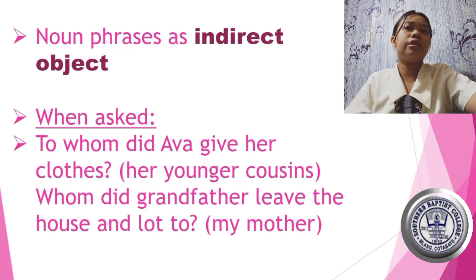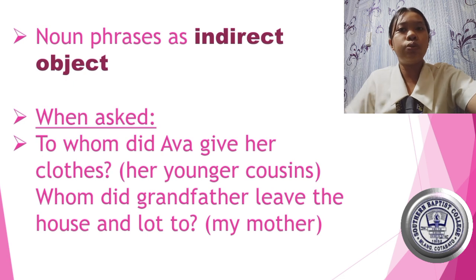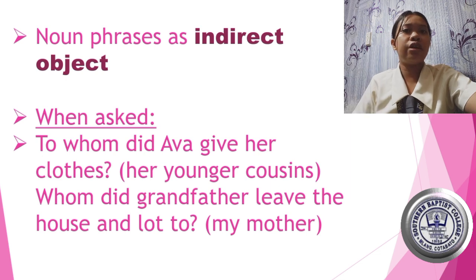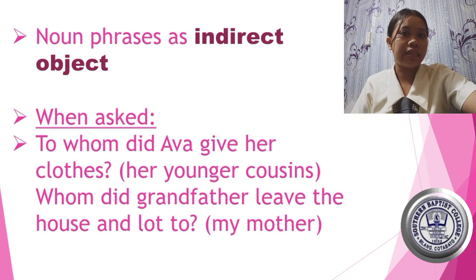A noun phrase as an indirect object can also be used when asking. So, the first question is, to whom did Ava give her clothes? The answer is her younger cousin. Second, whom did grandfather leave the house and lot? The answer is my mother.